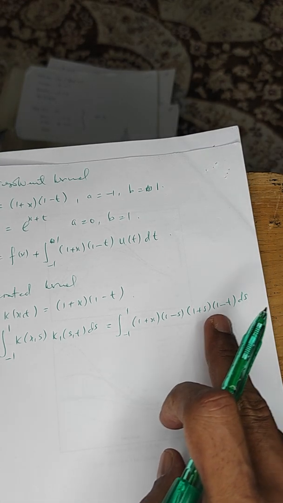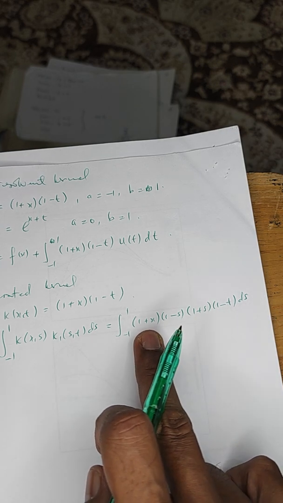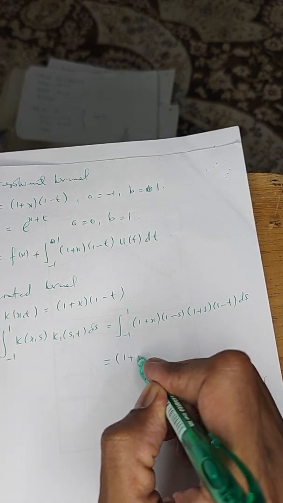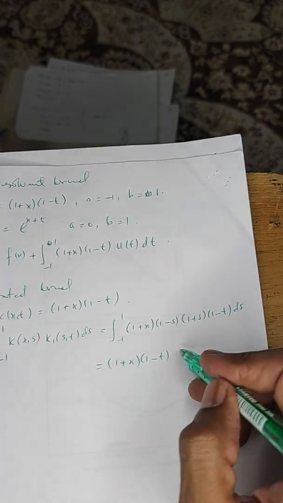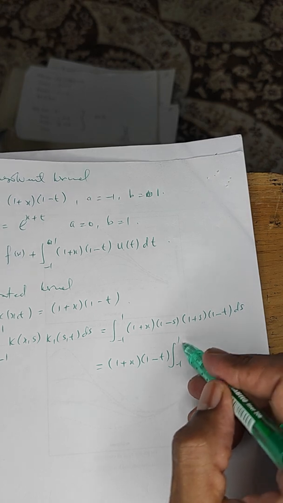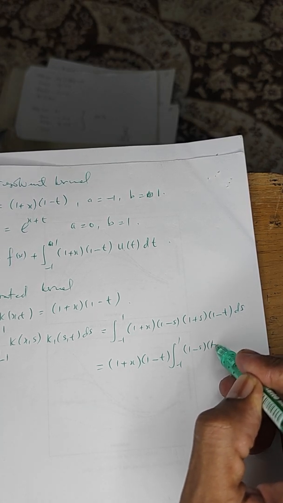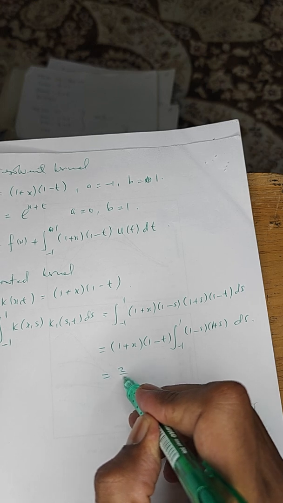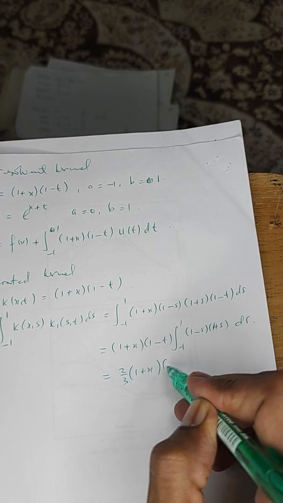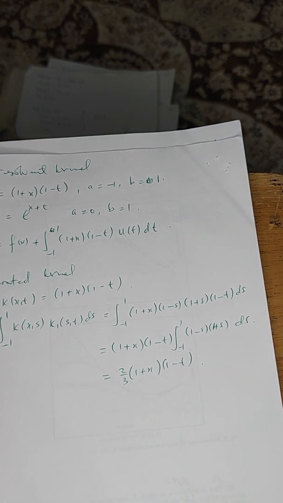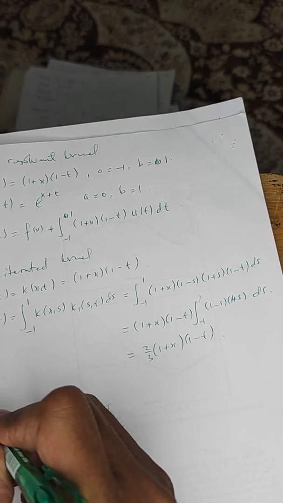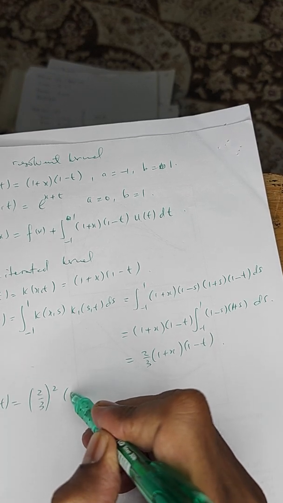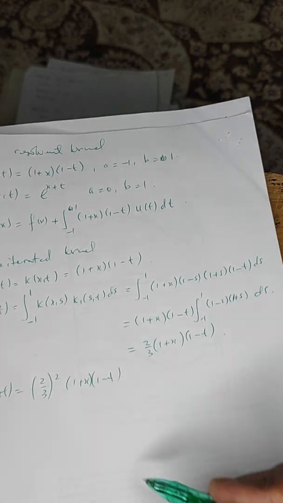Okay, so you can take out the terms that are free of s. So we have (1 + x)(1 − t). You can take out those things. Then we integrate from −1 to 1. Here you have (1 − s)(1 + s) ds. If you do this, you get that the solution is 2/3 (1 + x)(1 − t). So that is for K2. Then you can do the same for K3(x,t). You're going to have (2/3)² (1 + x)(1 − t), and so on.